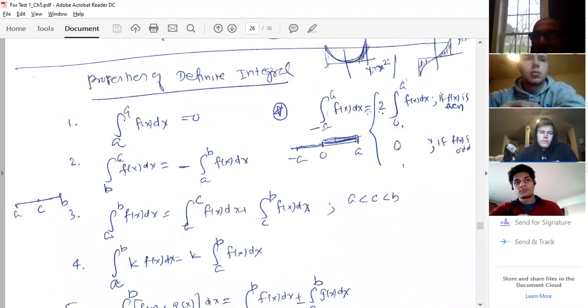And one more thing, integral from negative a to a of f(x) dx. If your f(x) is an even function, suppose I give you the integral of x square dx. X square is an even function, right? Do you know the definition of an even function? Even function means f of negative x equals f of x. It means if you replace x by negative x, your answer is the same. You are not changing your function.